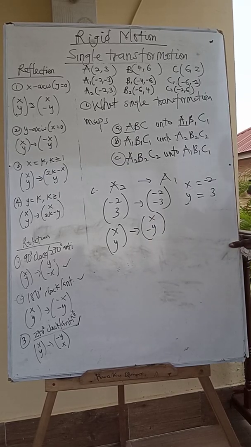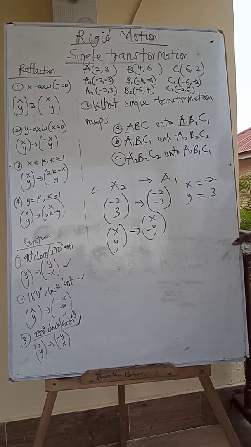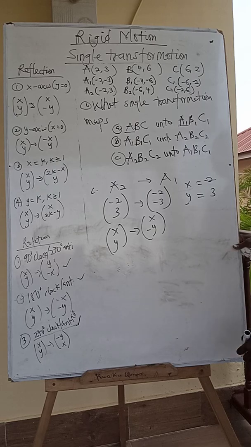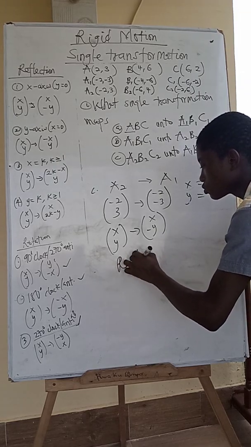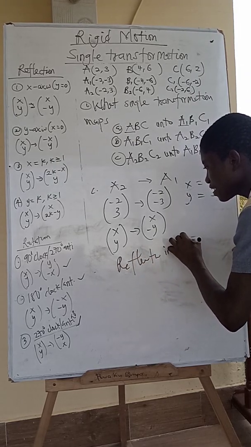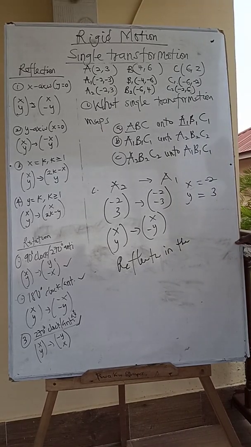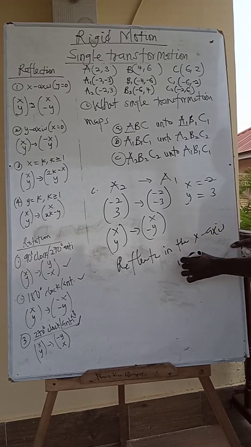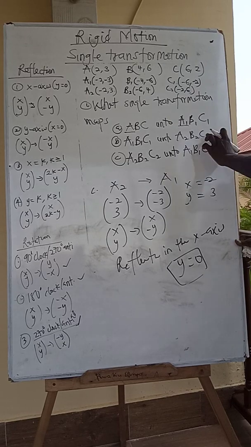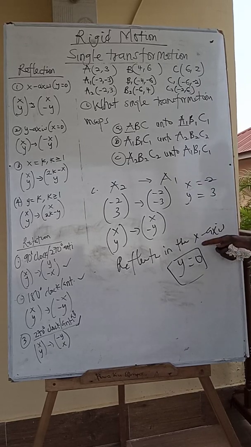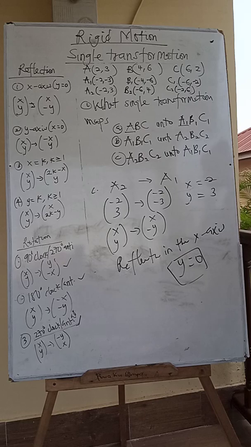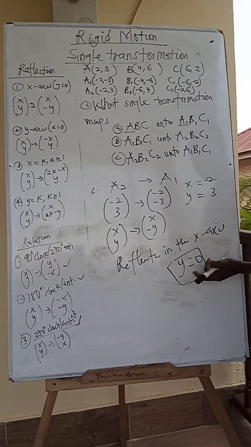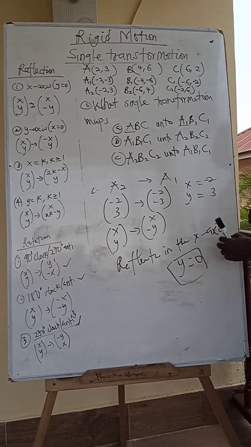We are reflecting, so here the single transformation that maps A2 to A1 is the reflection in the x axis, or reflection in the line y equals 0. If you compare this one to the previous, you can see that one was reflection in the y-axis, or in the line x equals 0. But here you see when we turn it, we are getting another reflection. So always pay attention.